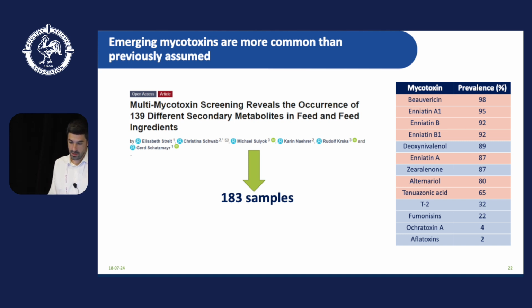For example, in this scientific feed survey, they analyzed 183 samples. Although DON is very frequent, it was not the most frequent. The most frequent was beauvericin, followed by enniatins, or alternariol and tenuazonic acid, much more frequent than fumonisins and aflatoxins that we are always including in the routine analysis.